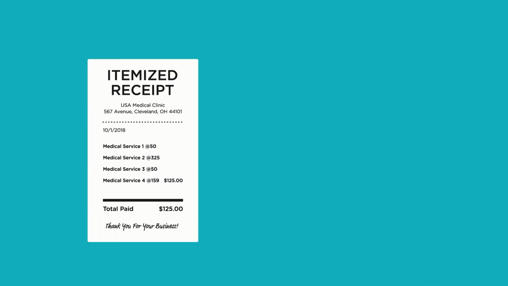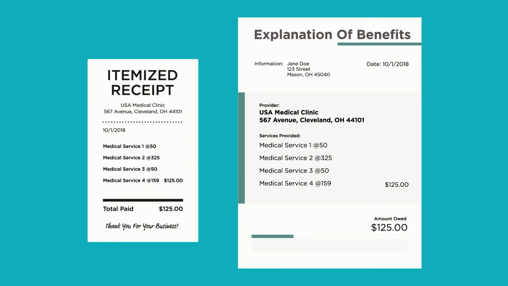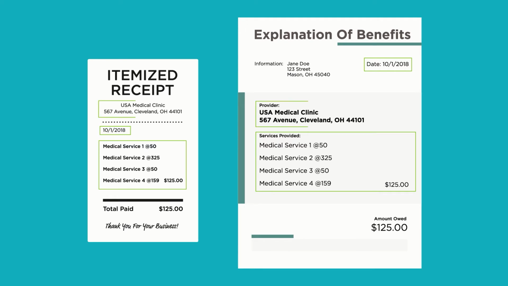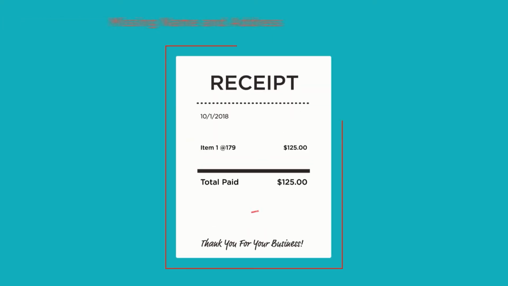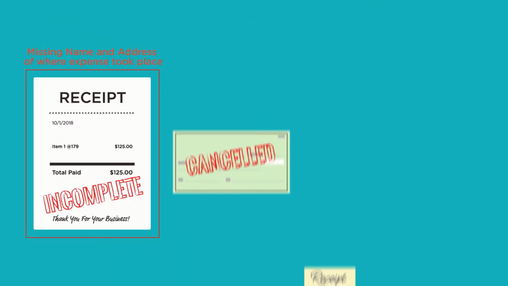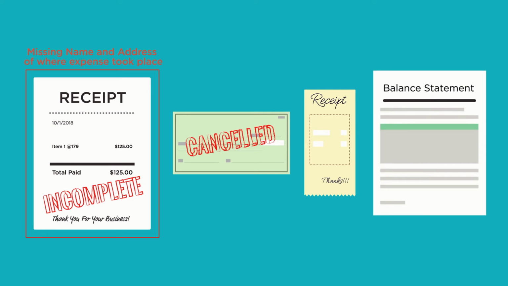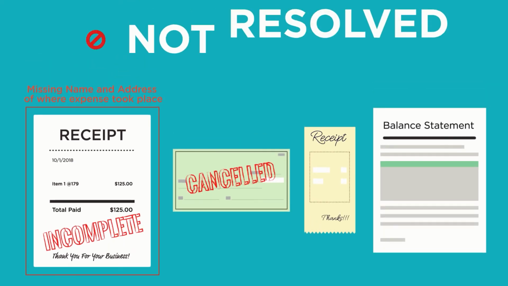Your receipt or explanation of benefits must include date of visit or date you purchased your items, visit description or products purchased, name and address of where the expense took place, plus amount owed. A register receipt, canceled check, handwritten receipt, or previous balance statements will not resolve the request for information.